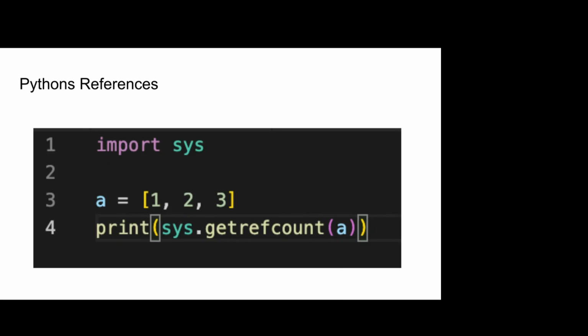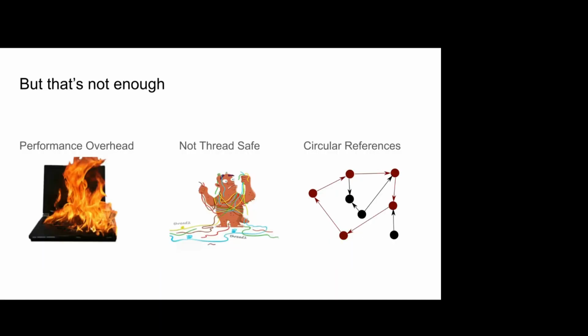However, this isn't enough to have optimal memory management. You first of all have performance overhead. Incrementing and decrementing the reference count adds a small but constant performance cost, which does really stack up if you have larger programs. It's not thread safe. Reference counting can cause issues in multi-threaded programs due to potential race conditions.